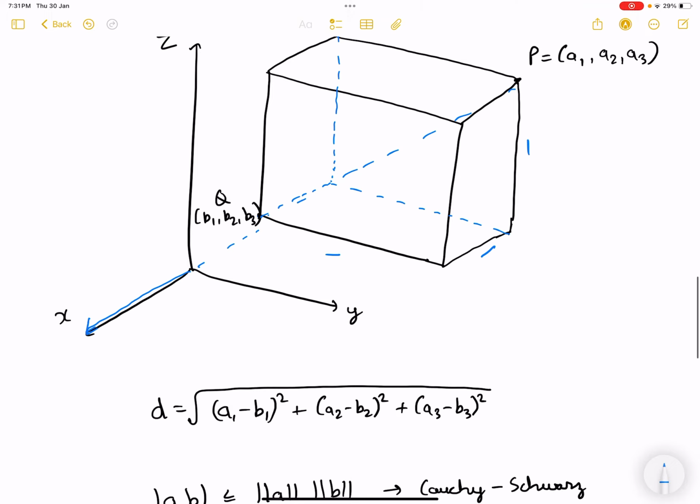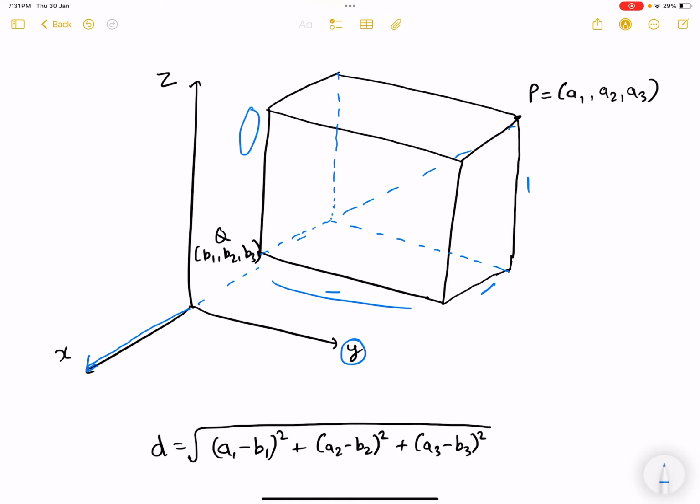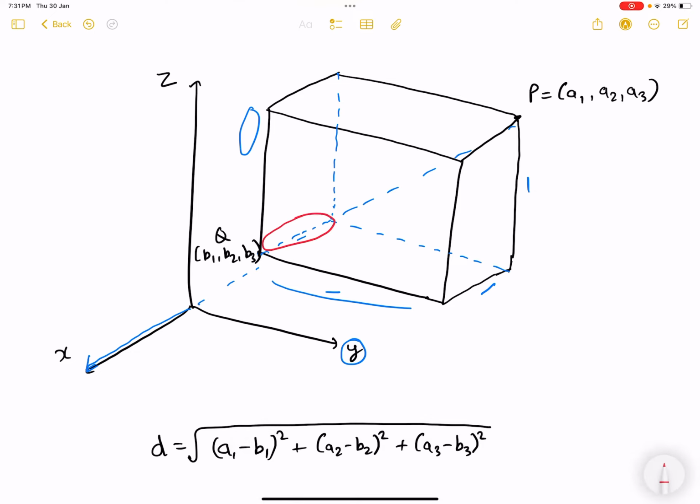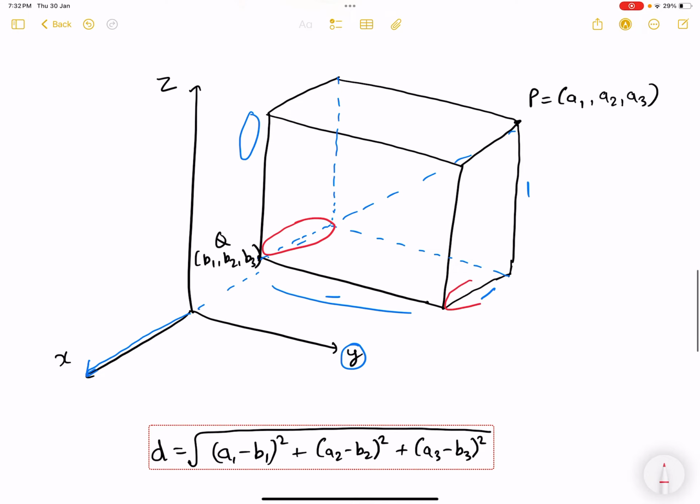This area would correspond to the y-axis, and this height to the z-axis, and this particular area, I'll mark in red, would correspond to the x-axis. Since it is a rectangle, a cubic figure, both the reds are equal, right?